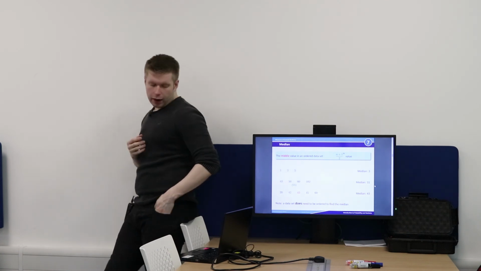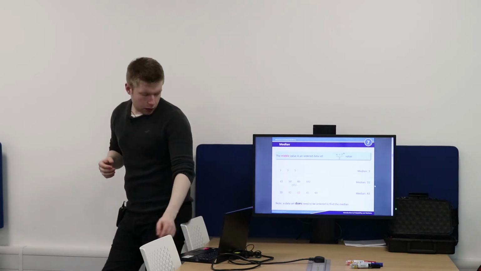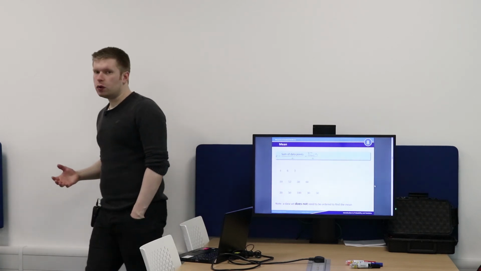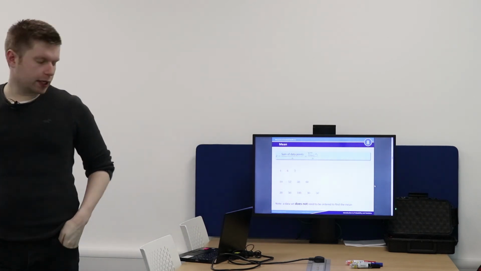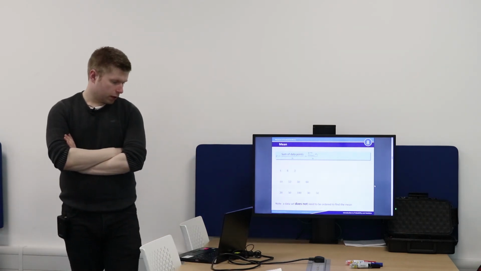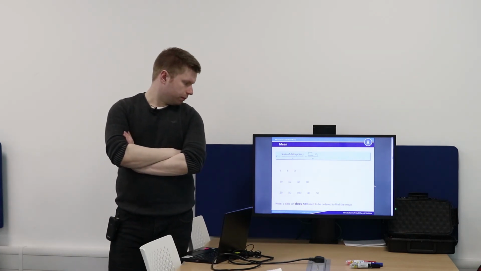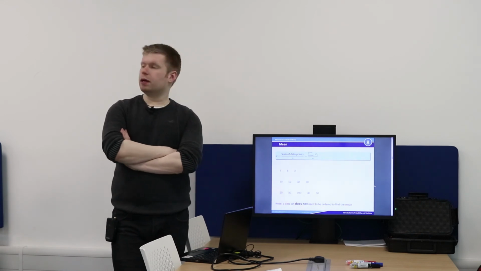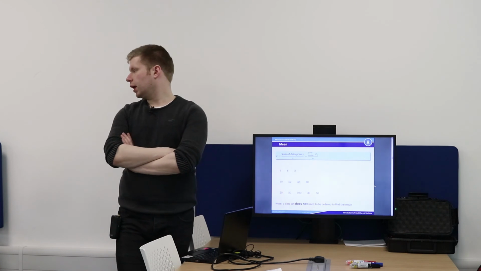All right, let's have a go then at the final one, which is mean. Could I ask you to have a go at finding the mean of all those data sets? So it's the next page along. For the mean of the first one? 3. Good. What do we get as the mean for the second one? 40. And what do we get the mean for the third one? 50. Cool, excellent.